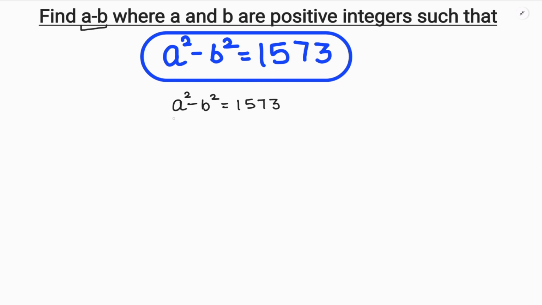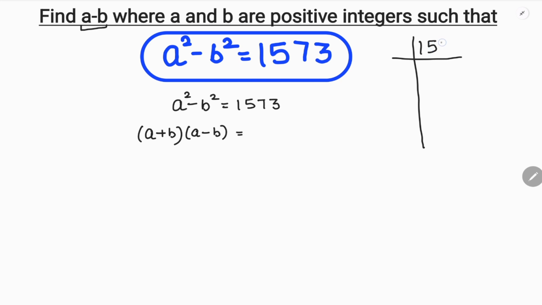So in this case, what do we do? We try to factorize this thing. What is a square minus b square? A square minus b square is (a plus b)(a minus b). This is an identity, right? And then we have on the right hand side 1573. We will try to factorize 1573.